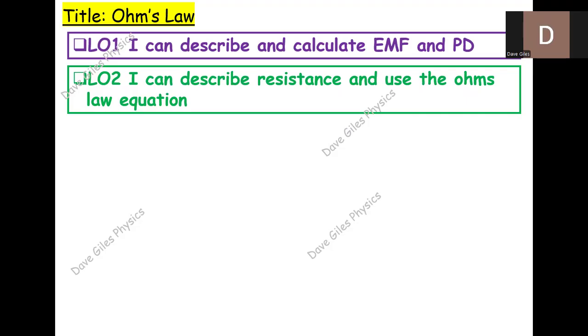Hello, it's Dave Giles here for the next lesson of IGCSE Cambridge International Education Physics, and today we are looking at Ohm's Law, part of the electricity and magnetism unit. And I want you today to describe and calculate EMF, electromotive force, and PD, potential difference. And I want you to describe resistance and use the Ohm's Law equation.